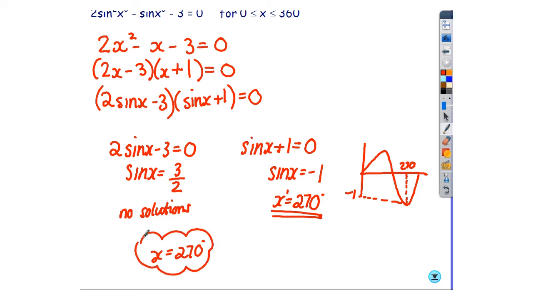So for this example, there actually is only one solution, 270 degrees. Okay, so if you are doing the questions and you get to a point where you're getting math error, double check your working to make sure it's something you've not done by mistake, but it may be that there's no solutions for that part of the question.